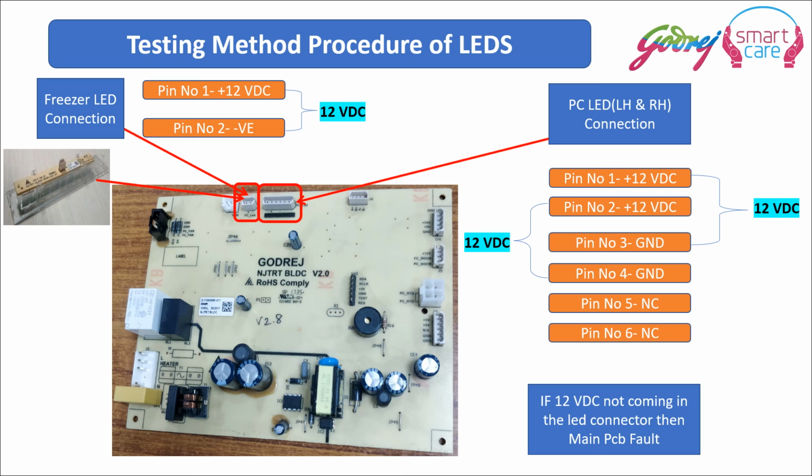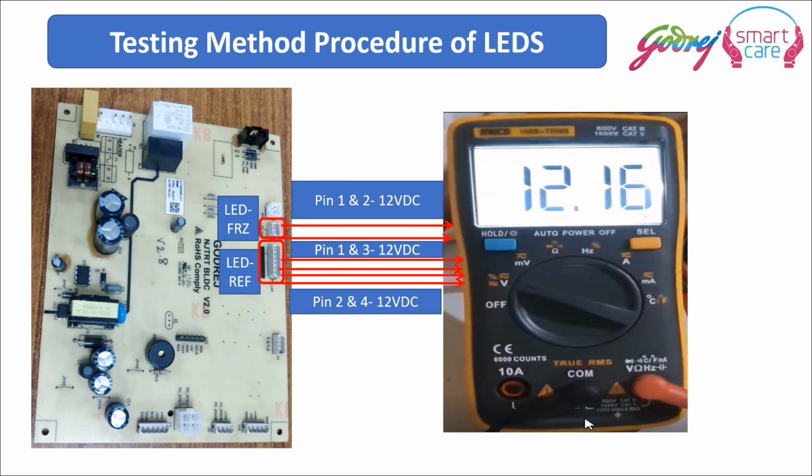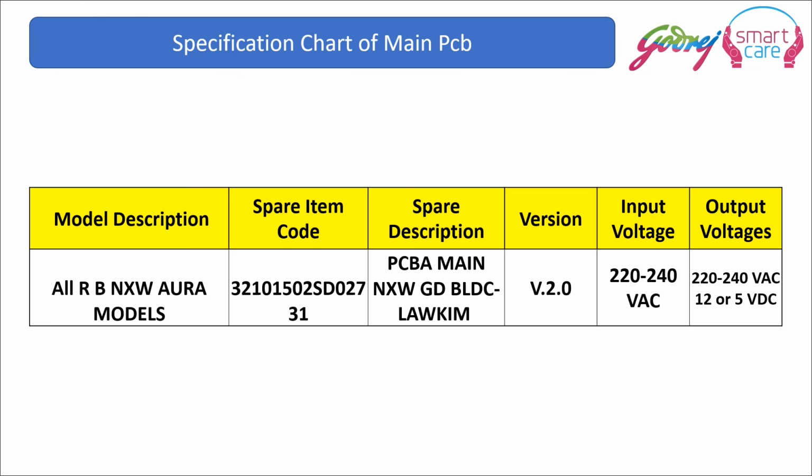So pin number 1 and 3 will give 12 volts DC, and pin number 2 and 4 will give 12 volts DC for both of this left hand side and the right hand side LED of the refrigerator section. If we don't see 12 volt DC coming out from the PCB, then that means the PCB is faulty. And if we can see 12 volts coming here and still the light is not glowing, then the LED bulb must be faulty. So for the freezer and the refrigerator section, here the same thing is shown in a different way.